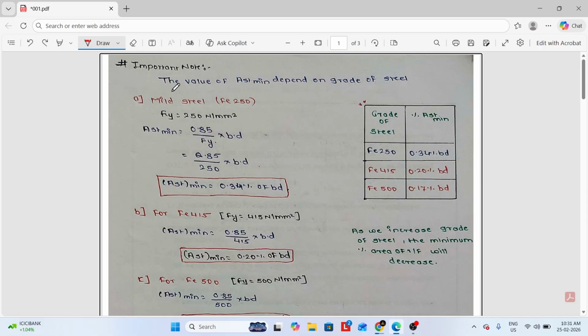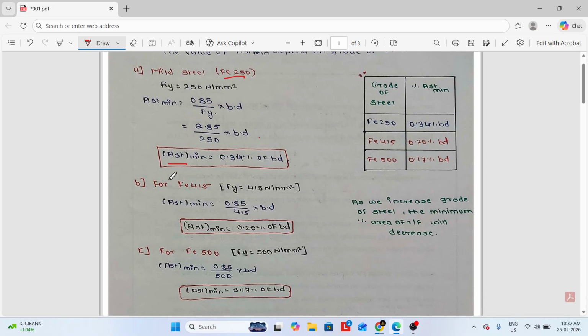The first is that the value of Ast minimum depends upon the grade of steel. For mild steel or Fe250, the yield strength is 250 Newton per mm square. The formula for Ast minimum is 0.85 upon Fy into bd, or breadth into depth. After putting the value of yield strength Fy as 250, the Ast minimum we get is 0.34% of bd.